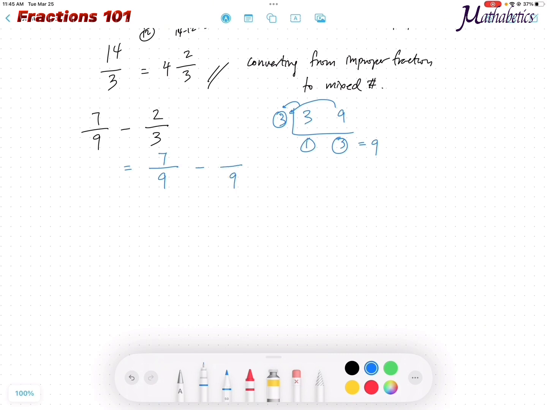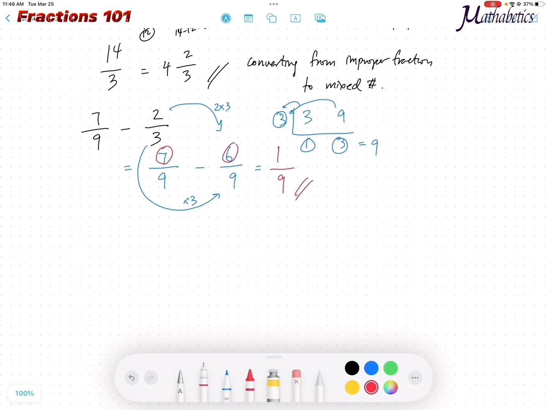Now the second one, 3 must be multiplied by 3 to get to a 9. So we're going to multiply the 2 by the 3 and we get a 6. We know that the answer is going to be over 9. And we just do 7 minus 6, and that's a 1. So 1 over 9.